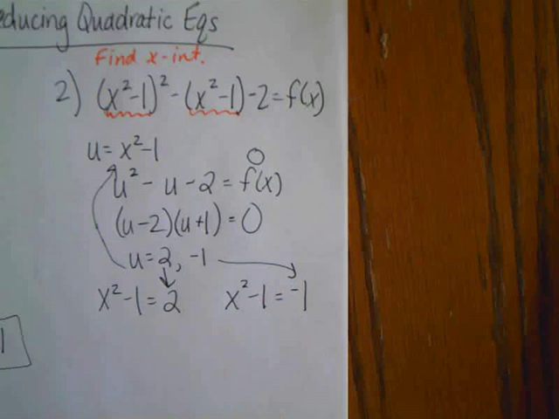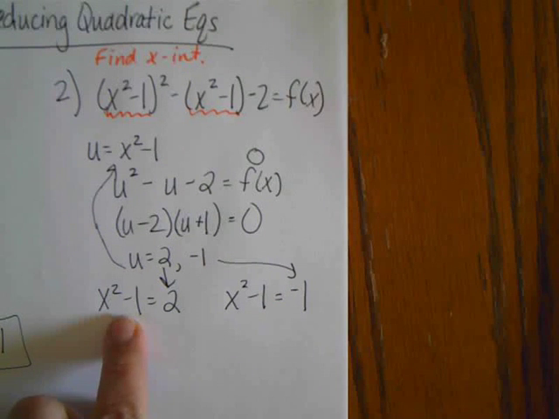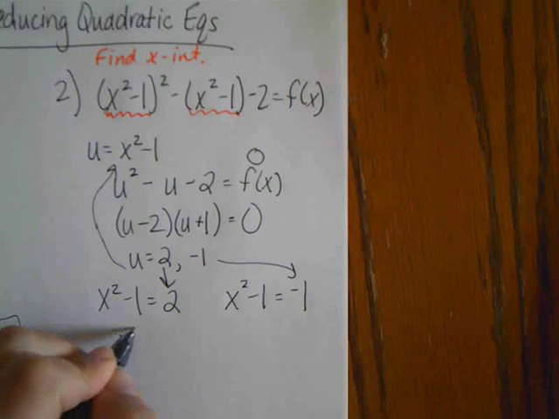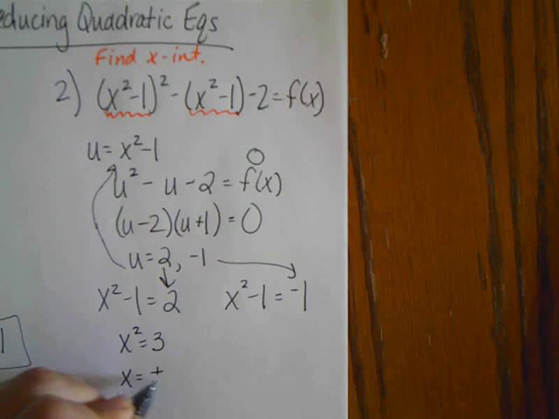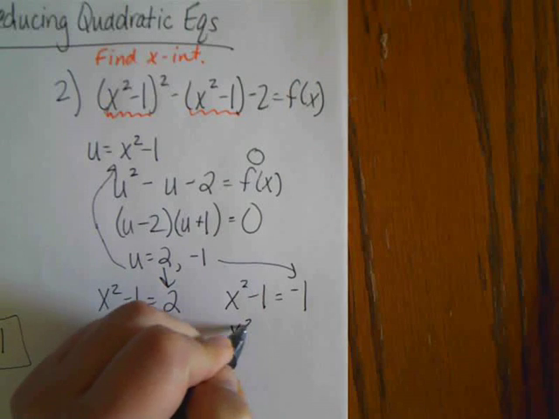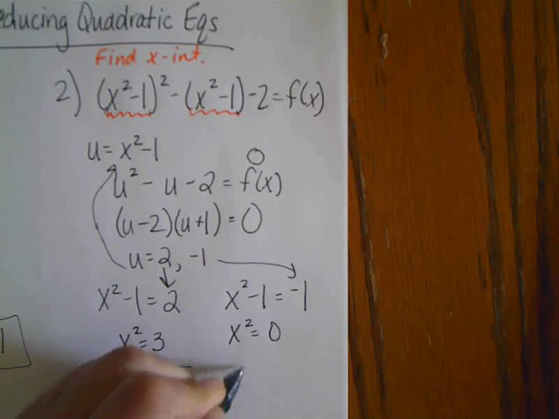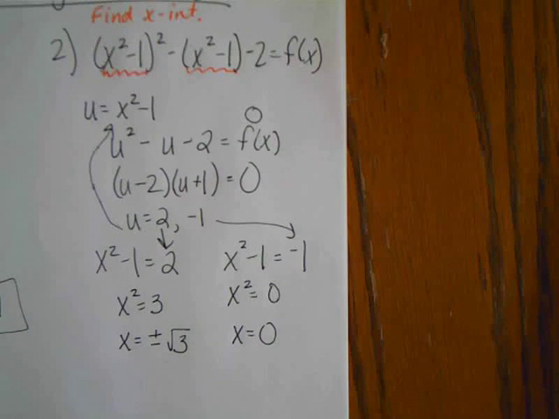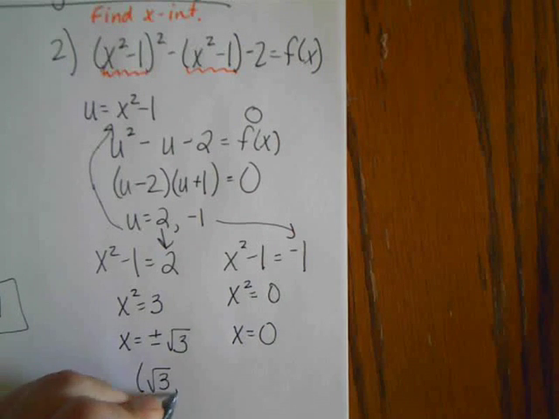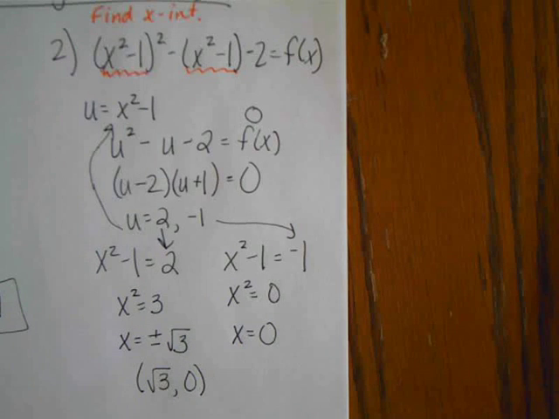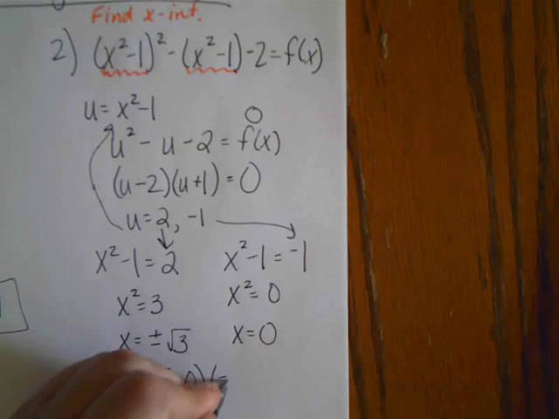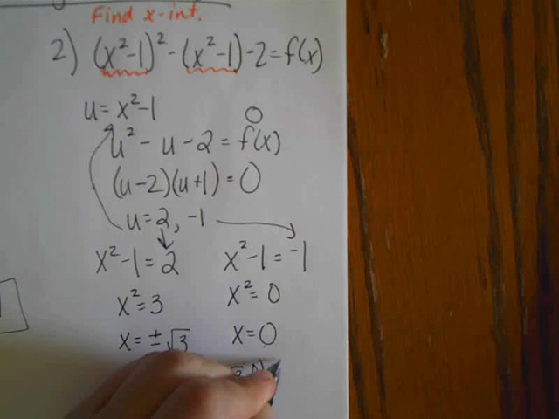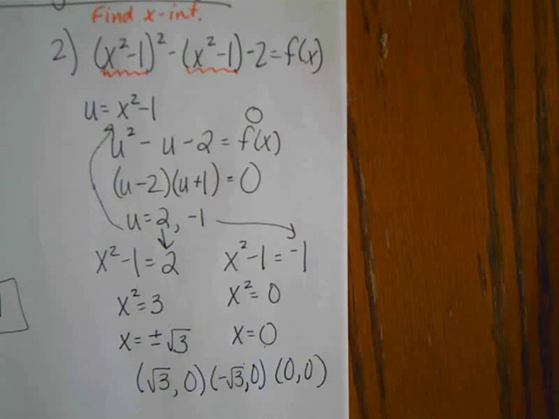And this is what u was. And now we just solve. Add 1, x squared equals 3, x equals plus or minus square root of 3. x squared equals negative 1 plus 1 is 0, x equals 0. And remember at the beginning it asked for x-intercepts, so we need to put those in intercept form. So our first x value is positive square root of 3, y is 0 at the intercept, y is always 0 at an x-intercept. Second one, negative square root of 3, comma 0, and the last one is 0, 0. So those are the 3 x-intercepts we have here.